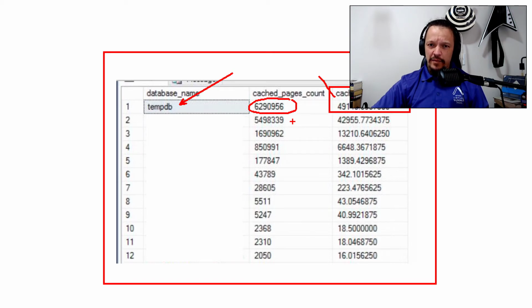So in an internal memory pressure, we have the same problem. Lazy writer will kick in and flush those pages. I don't want this, right? Because I don't want to flush those useless garbage pages.